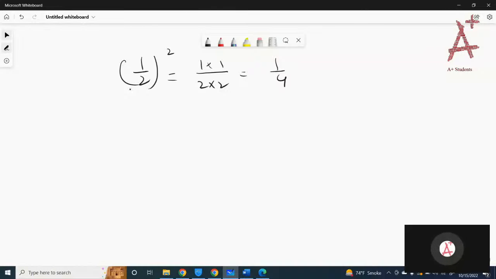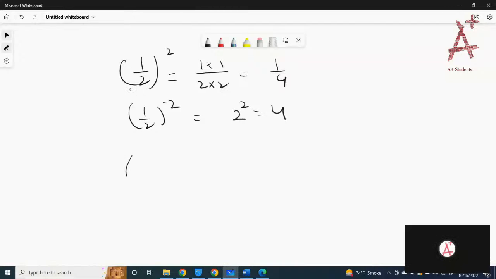Then the second one is 1 over 2 and negative 2. Okay, here the exponent is negative. So you have to take the reciprocal. It would be then 2, and the power is now positive. Got it? So it would be then 2 square is 4.